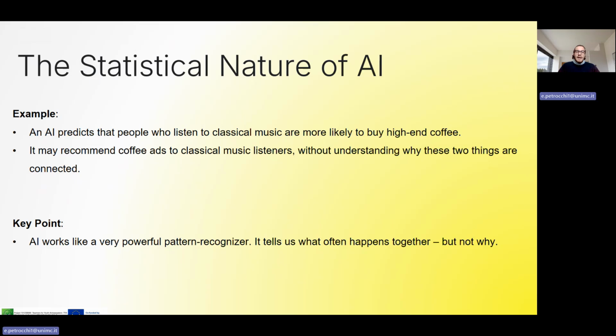An example might be that the AI system predicts that people want to listen to classical music, that the people who listen to classical music are more likely to buy high-end coffee, and then it may recommend coffee ads to classical music listeners. But there is no possibility that these AI systems are able to explain the reason for this correlation. So AI is very powerful and is super capable of recognizing patterns within data. So it tells us what often happens together, but not why.